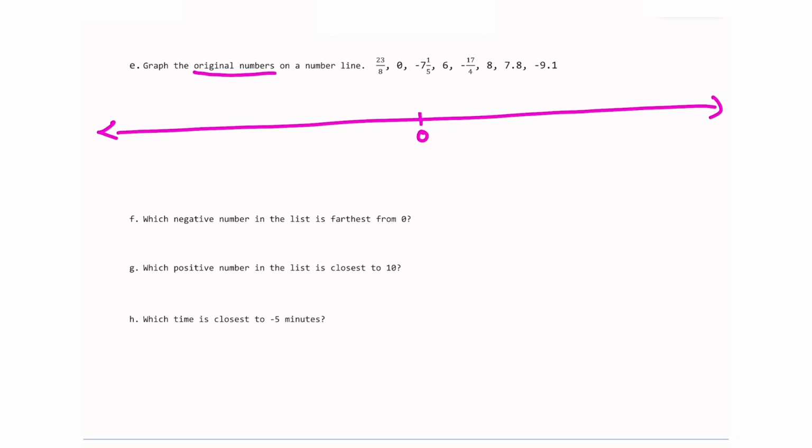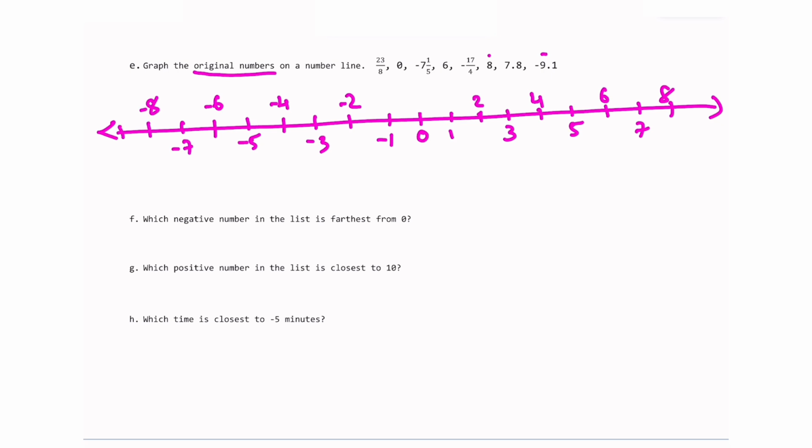Let's say this is 0. My biggest positive number is 8 and this negative number is 9.1. So let's see if I can fit it. 1, 2, 3, 4, 5, 6, 7, 8. Yes, I did it. Now here, -1, -2, -3, -4, -5, -6, -7, -8, -9. Just did it, just. Okay, so what are the values?